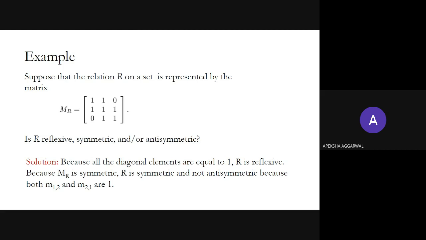3,1 and 1,3 are the same, both are 0. And 3,2 and 2,3 are 1. Both are 1. Both are present in the relation. 2,3 is present and 3,2 is also present. 1 means that pair is present. 0 means that pair is absent in the relation. Okay, it is symmetric, so it is not anti-symmetric.